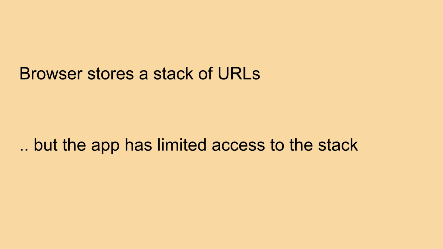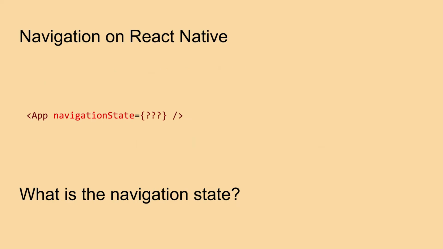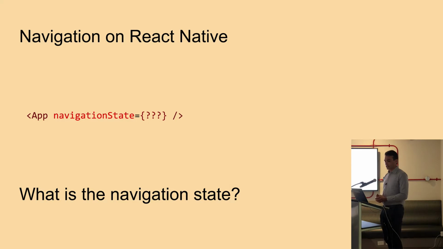Now, the browser does store a stack of URLs. As Brent was just talking about the React Navigation stack, the browser does the exact same thing. But your app has limited access to this stack, so we can't quite assume full control of it. And on React Native, your app clearly still has navigation state, but it's not exactly clear what it is. It's hard to imagine what the URL of your app would actually be, what the full navigation state of your app is going to be.